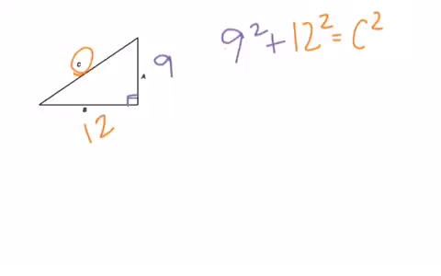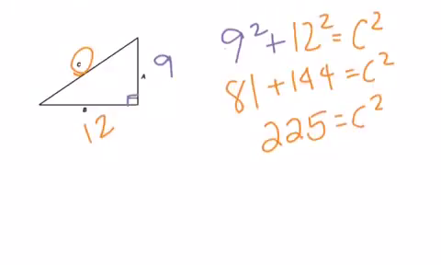Then we're going to square each number. So 9 squared is 81. 12 squared is 144. Bring that back down to c squared. Again, we're solving for what c equals. So 81 plus 144 is 225 equals c squared.